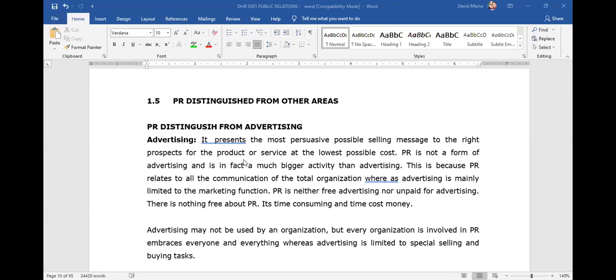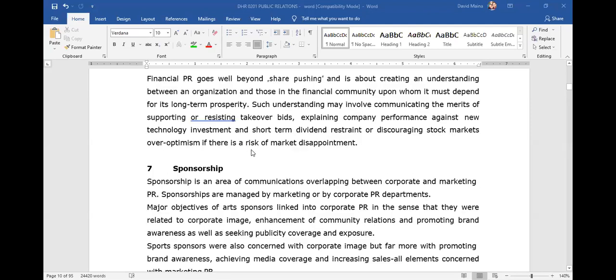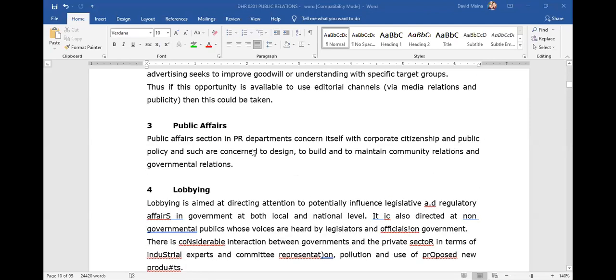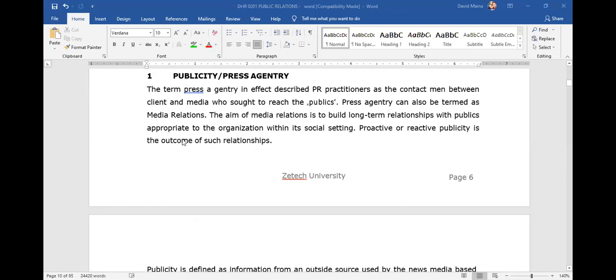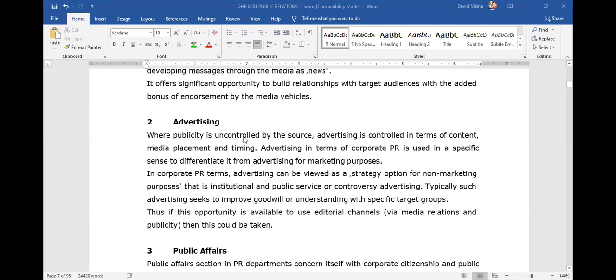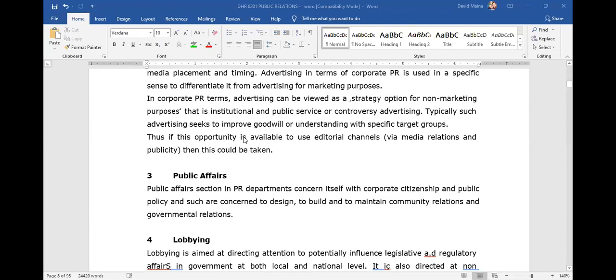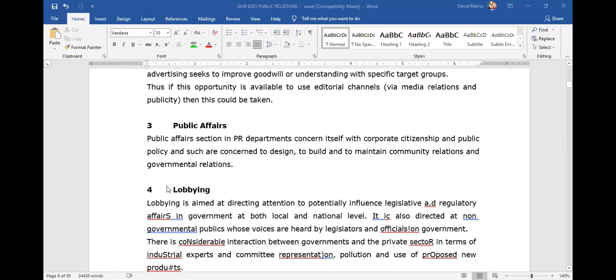Kuna mtu ako na issue? Nasema hivi, tujisomee hizi ni roles za PR from publicity to advertising. How is PR used in advertising? In the public affairs section, PR departments concern themselves with corporate citizenship and public policy, and are concerned to design, build, and maintain community relations and governmental relationships.